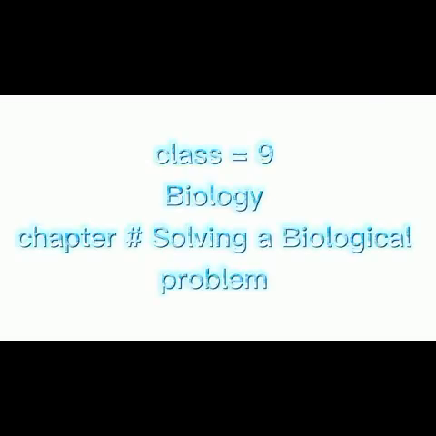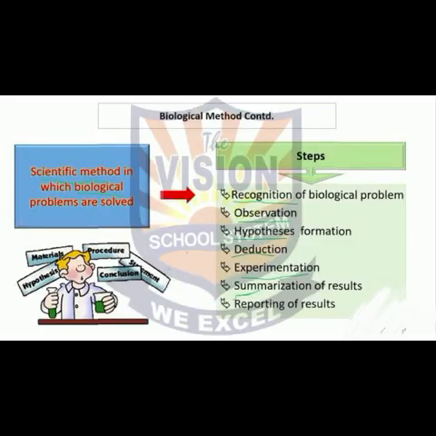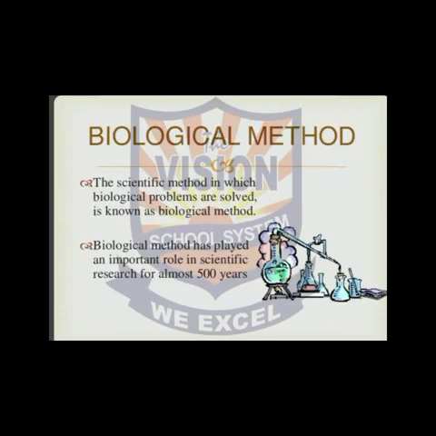We are starting our second chapter of biology, solving biological problems. How to solve the biological problems according to the scientific method. Some of the methods or steps are here. One is the recognition of biological problem, observation, hypothesis formation, deduction, experimentation, summarization of the results and reporting of the results. So the first method is biological method.